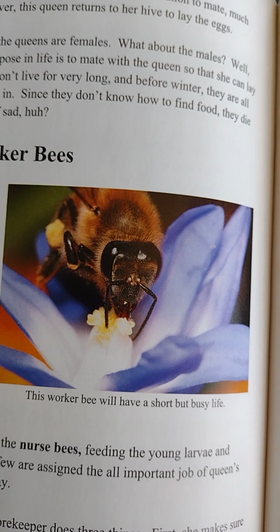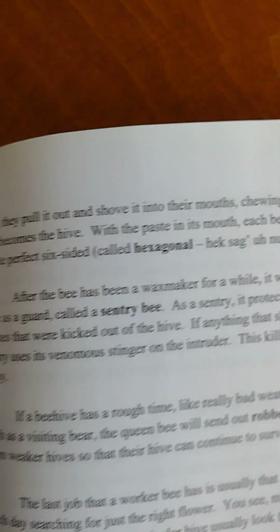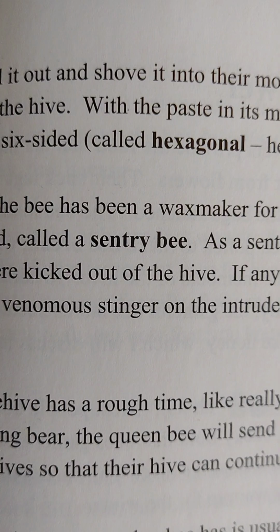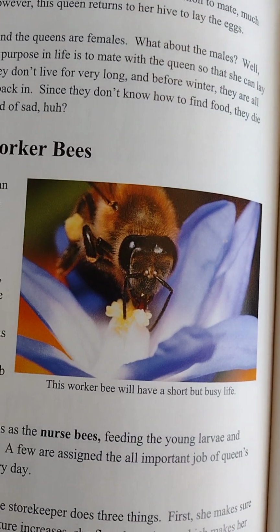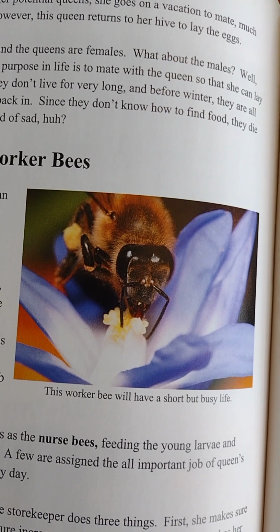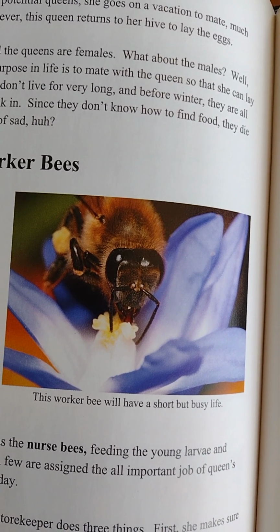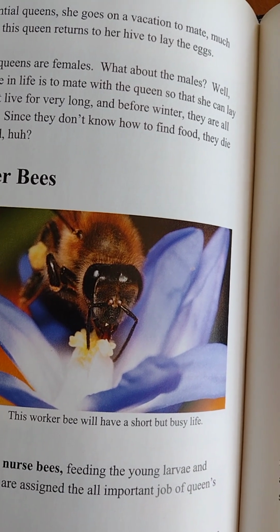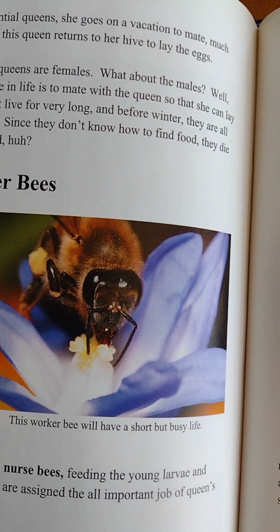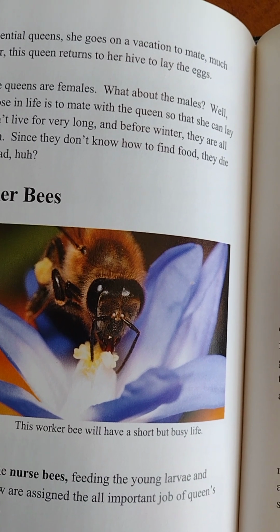After the bee has been a wax maker for a while, it will then be put to work at the entrance of the hive as a guard called a sentry bee. As a sentry, it protects the hive from intruders, including the drones that were kicked out of the hive, and if anything shouldn't be in the hive that tries to get in. The sentry uses its venomous stinger on the intruder. This kills the sentry, but it also keeps the intruder away.